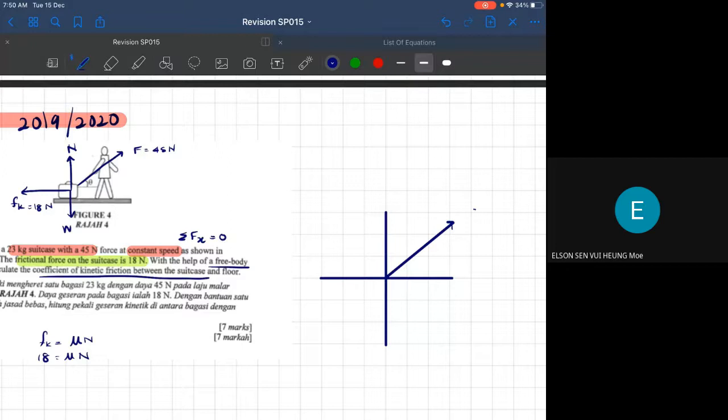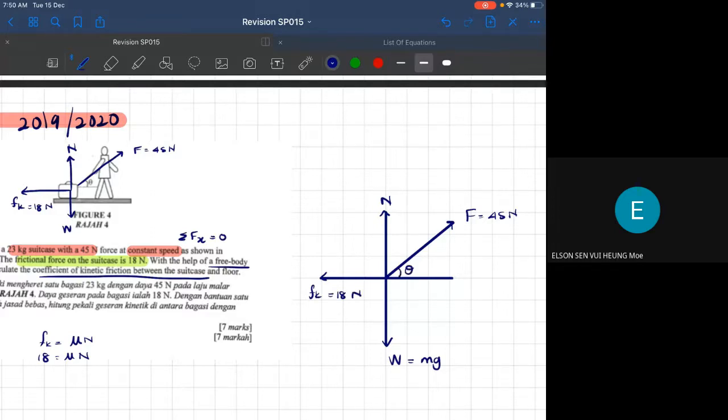So kita ada force F sebanyak 45 Newton. And then kita ada normal. And then kita ada weight sama dengan mg. And then kita ada frictional force ke sana sama dengan 18 N. Okay, tapi kita tak ada angle kat sini.